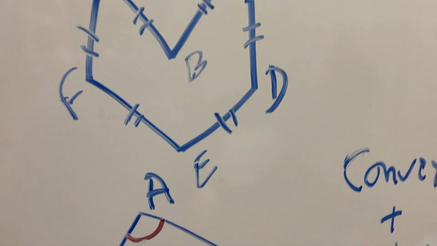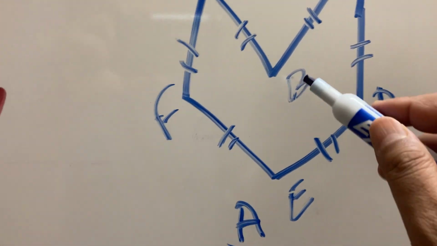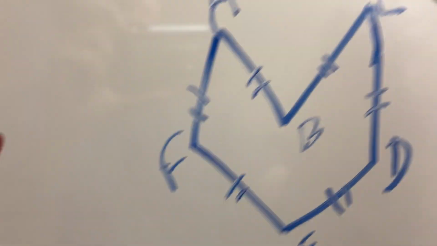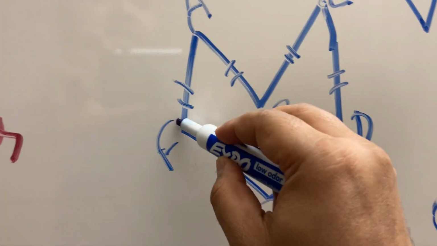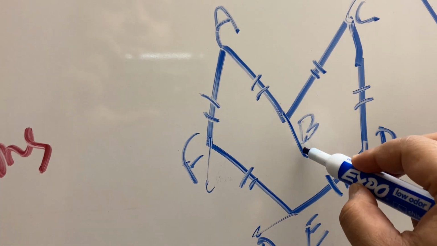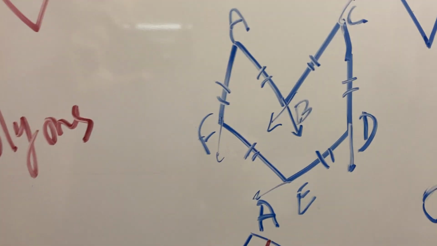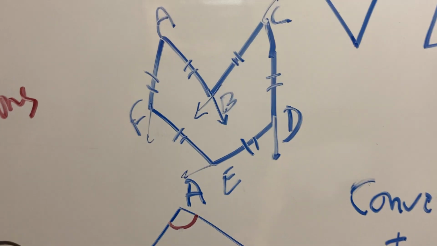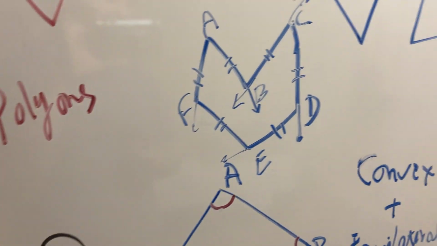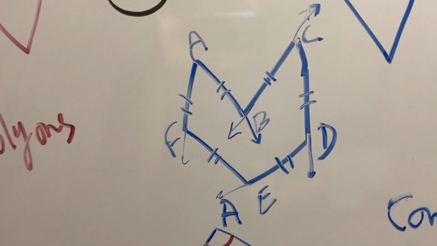But now think about it. Is it convex? Let's try to see. This goes in this direction, this goes in this direction, this goes in this direction, but this can go inside. It should not go inside. It should always go outside. It cannot be inside the polygon. The moment it is inside the polygon, that will become a concave polygon. Only a convex polygon can be regular. A concave cannot be regular. So it's an irregular polygon.